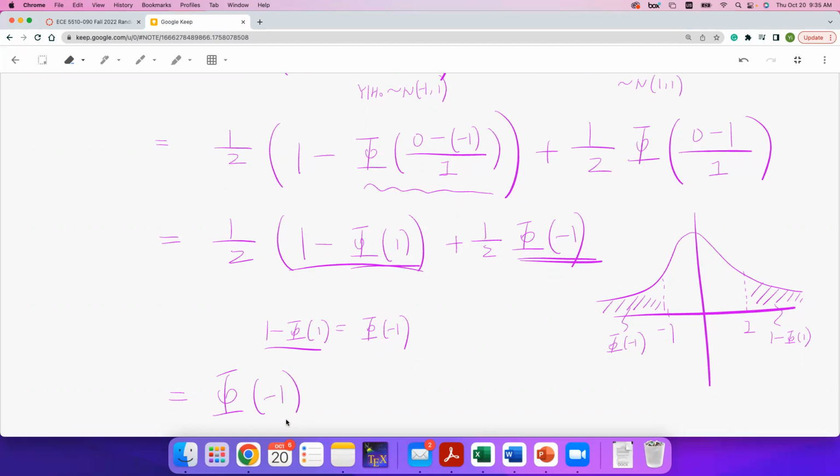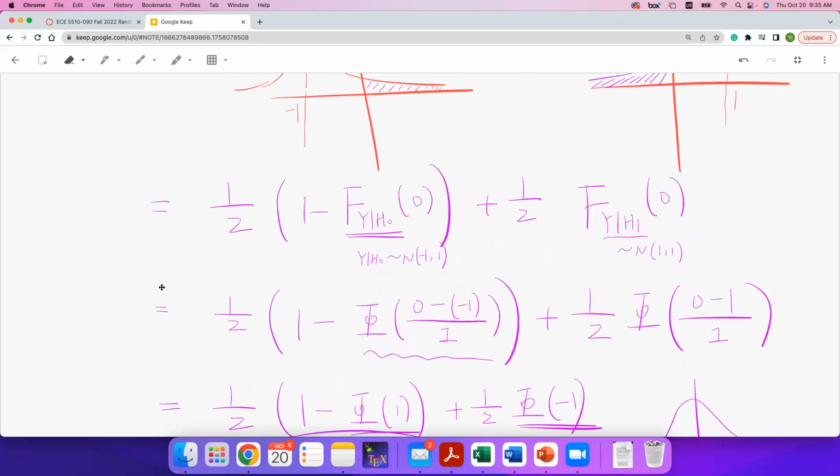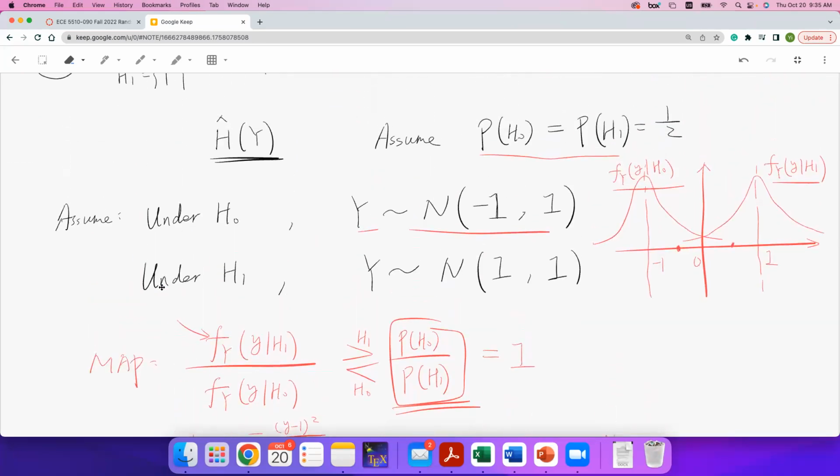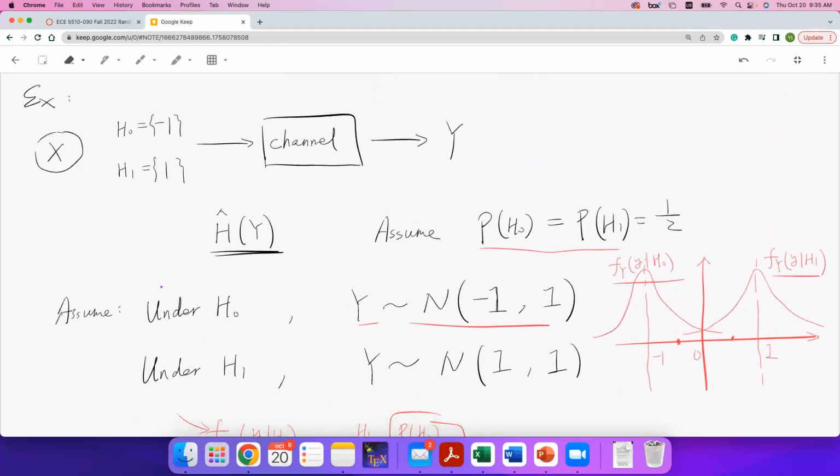the probability of error is phi -1. Well, phi is the CDF function of the standard Gaussian random variable, the zero mean unit variance Gaussian random variable. So you can check the table and calculate this number. So it corresponds to a number. So this is the probability of error of this entire system, of this binary communication system under the MAP rule.